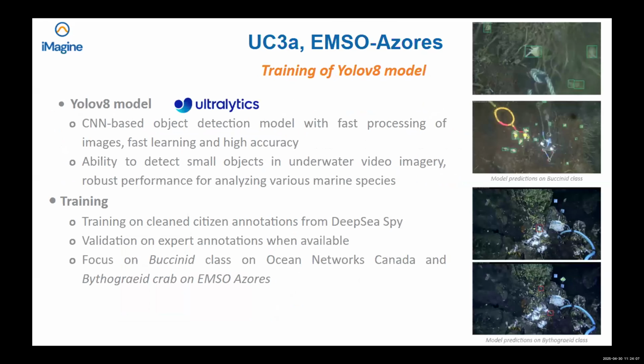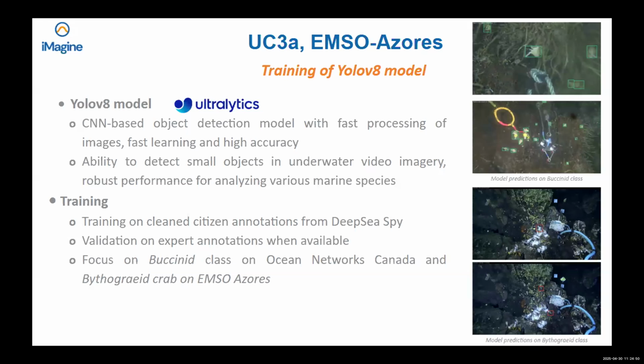So next, we trained the YOLO V8 model, which is a convolutional neural network-based object detection model with fast processing of images, fast learning, and high accuracy. It has the ability to detect small objects in underwater video imagery. It has a robust performance for analyzing various marine species. That's why we decided to use this model.